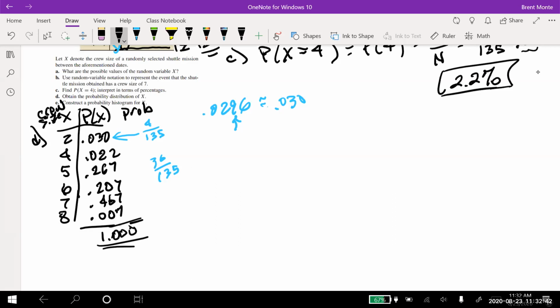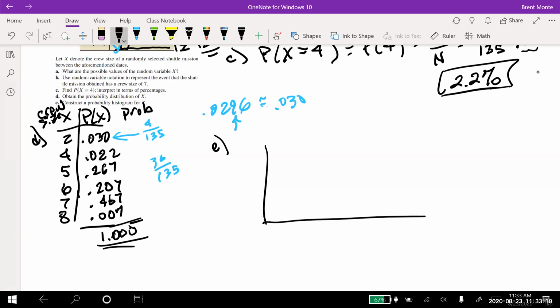And then E says, okay, now that you have all the probabilities, construct a probability histogram. Remember, with a histogram, we're going to line these up. All of the bars are going to touch because it's numeric data. With a bar chart, when we have non-numeric data, they're not going to touch, but these will.